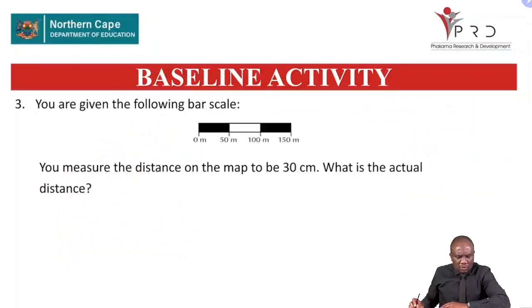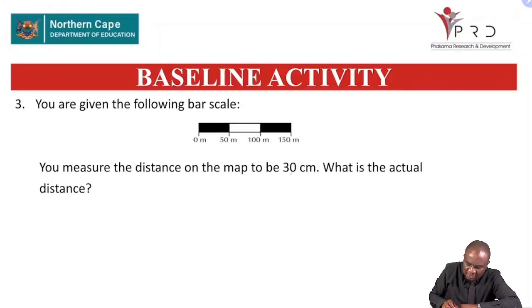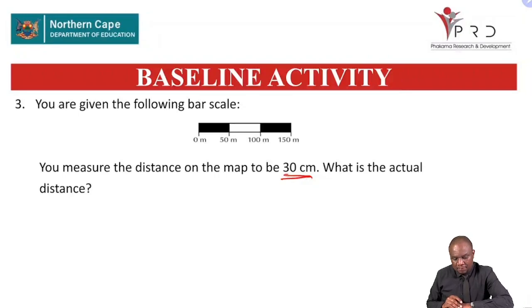Right, question 3. I said do question 1 and question 2. Now we're doing question 3. You are given the following bar scale. You see the bar scale, right? You measure the distance on the map to be 30 centimeters. This is the distance on the map. What is the actual distance?